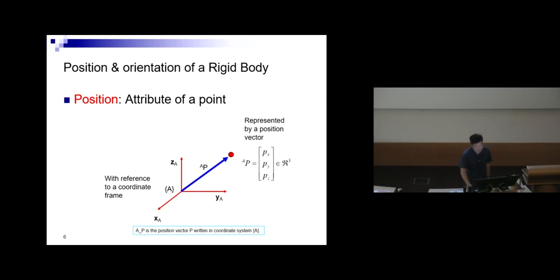So to represent the point, you have A, P. The A over here implies that this P is with respect to this coordinate frame, and we represent the coordinate frame with a bracket A in this manner. So the point P will be represented by 3 parameters: your Px, Py, and Pz. This belongs to the set of real numbers with a dimension of 3.